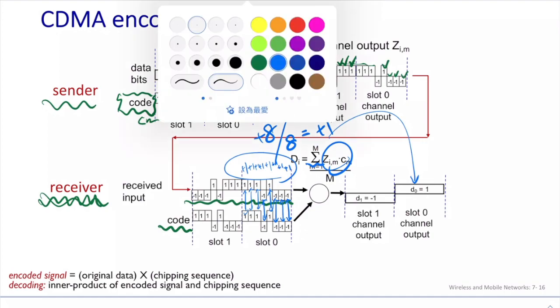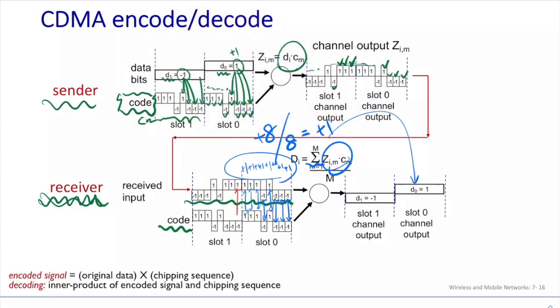And again, for the second bit, you do the same multiplication with the code, and the answer is minus 8. And you divide it by 8, the answer is minus 1. So that is how you send your digits with the code.